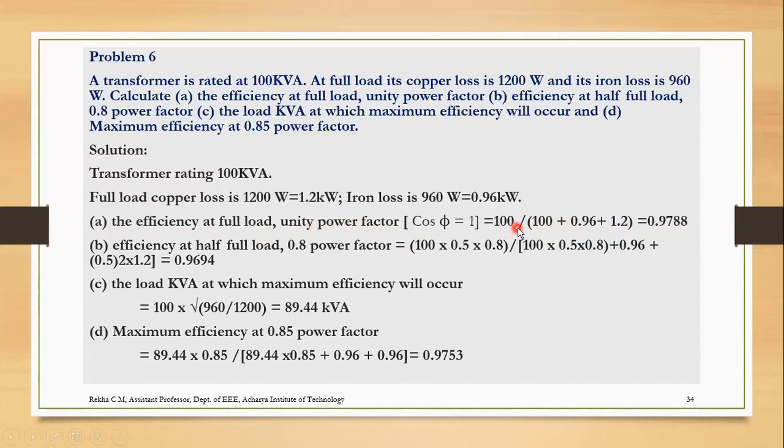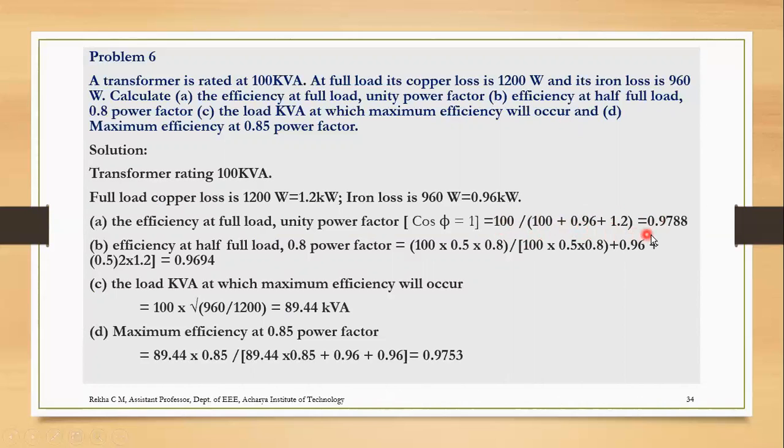But you need to remember to represent the iron loss and copper loss also in kilowatts. If you are taking kVA over here, it is 100 by 100 plus 0.96 kilowatts plus 1.2, again kilowatts. Now all the parameters are in kilo, so that becomes a correct solution. If you write VA here and kilowatts there, it becomes wrong. So take care that all the units should be uniform.